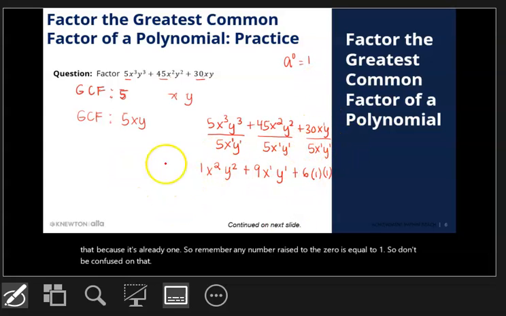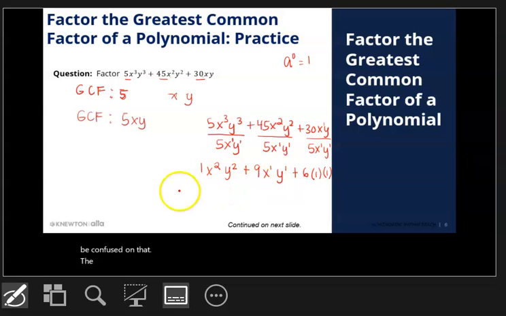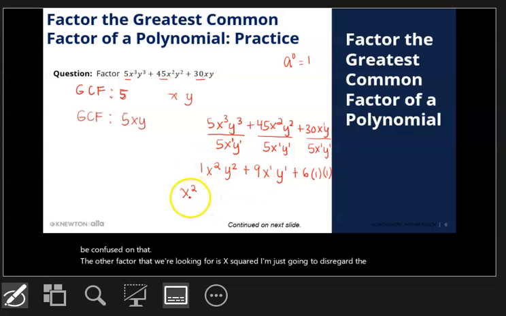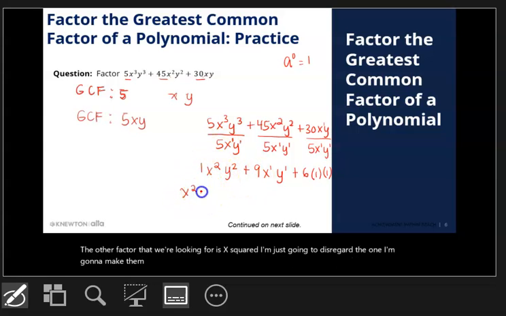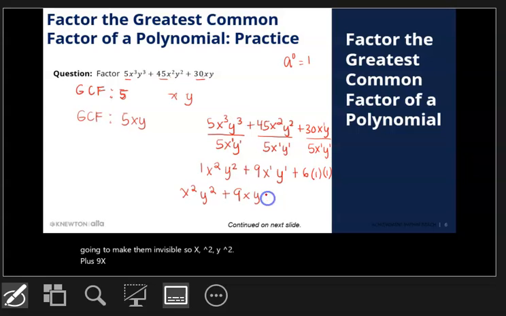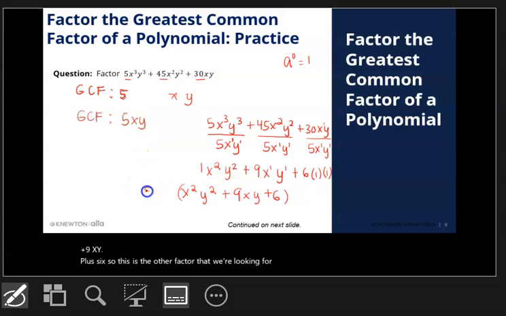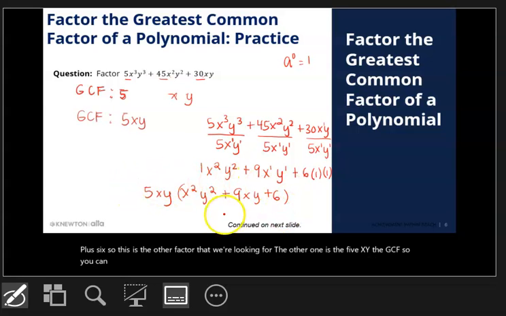So the other factor that we're looking for is x squared. I'm just going to disregard the 1. I'm going to make them invisible. So x squared y squared plus 9xy plus 6. So this is the other factor that we're looking for. The other one is the 5xy, the GCF. So this is the answer that we're looking for.